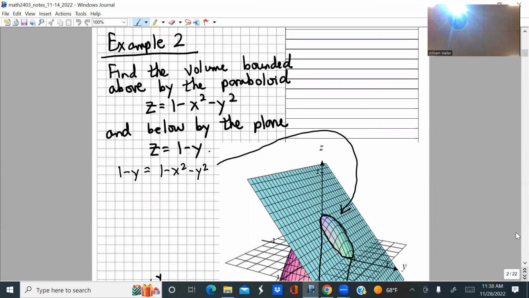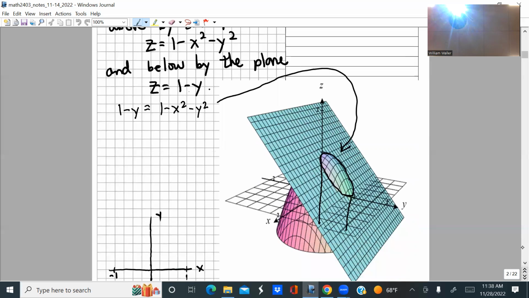Remember, we were trying to find the volume of this little, I don't know how to describe that, kind of quarter of a globe. That's the volume between this surface, that paraboloid surface, which has the equation z equals 1 minus x squared minus y squared. That's the purple surface in the background there, this paraboloid.